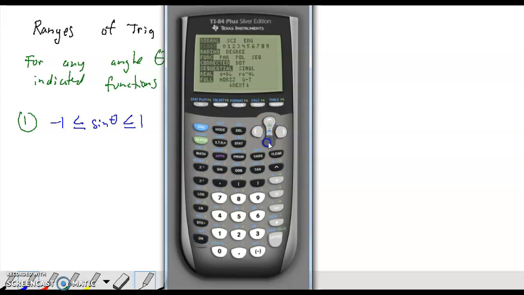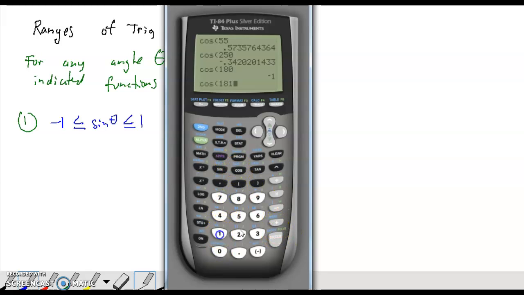So let me just change my mode to degree. We use my calculator, right? So cosine, pick any number between 0 and 360. So let's pick 55. Notice, less than 1. Cosine of 250. Notice, negative number. Cosine of 180. Negative 1.